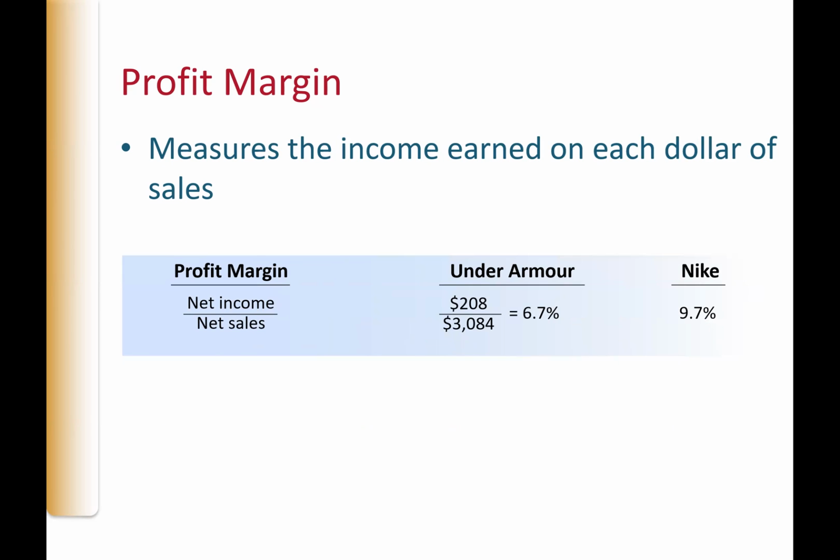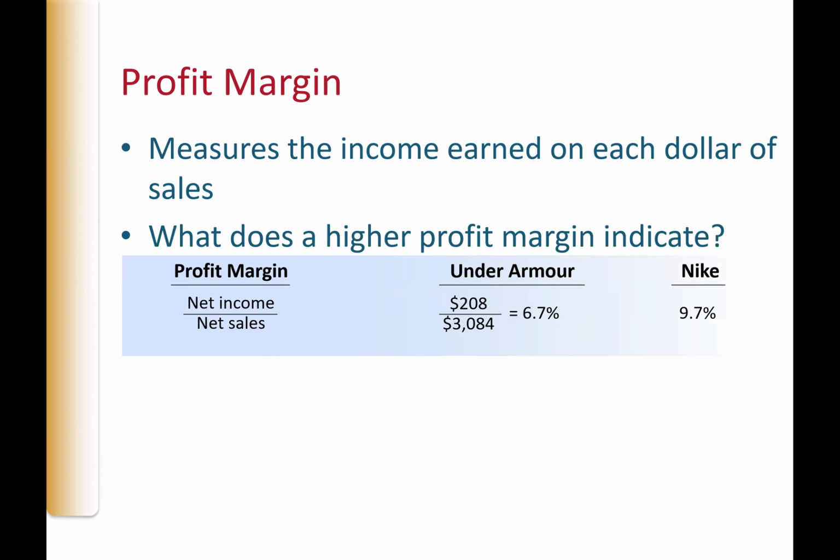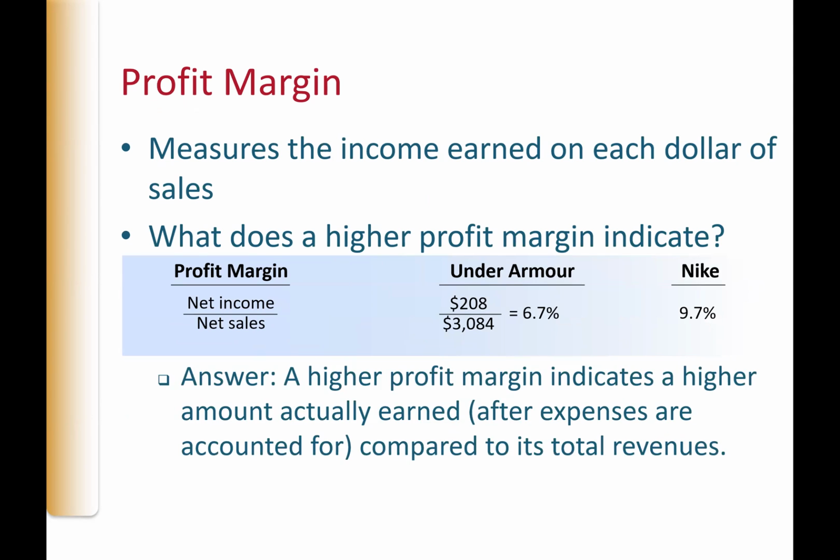Profit margin measures the income earned on each dollar of sales. So the net income to sales, if Under Armour's sitting at 6.7 and Nike's at 9.7, which is more desirable? A higher profit margin indicates a higher amount actually earned after the expenses are accounted for. Okay? That includes all expenses.